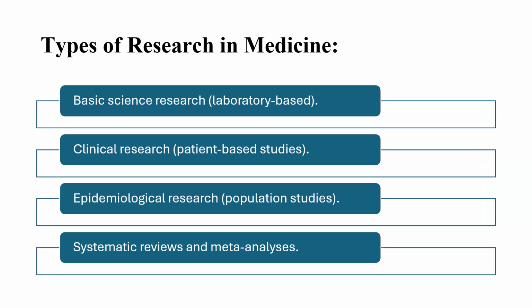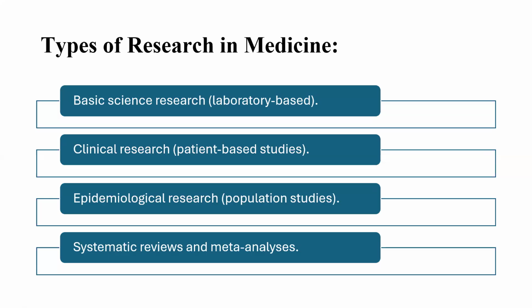The first one is basic science research, which is laboratory based, and then clinical research, which is based on patient studies, and then epidemiological research, or population studies, in which we collect different data and analyze it, specifically used for disease prevalence or other conditions. If you want to check their epidemiological aspects, you can use epidemiological research. And then there are systematic reviews and meta-analyses, which are used to review different aspects and provide you a different perspective.